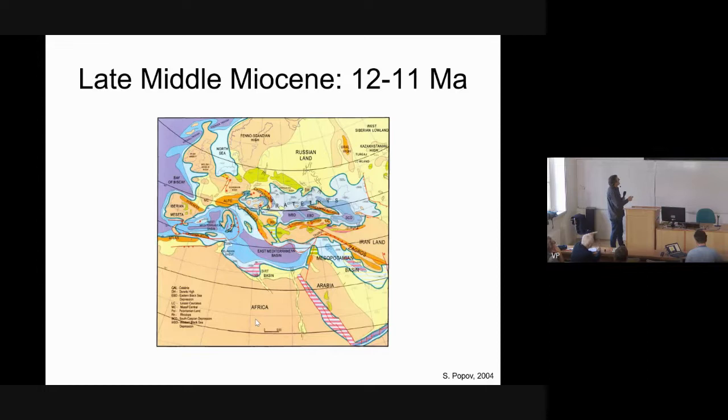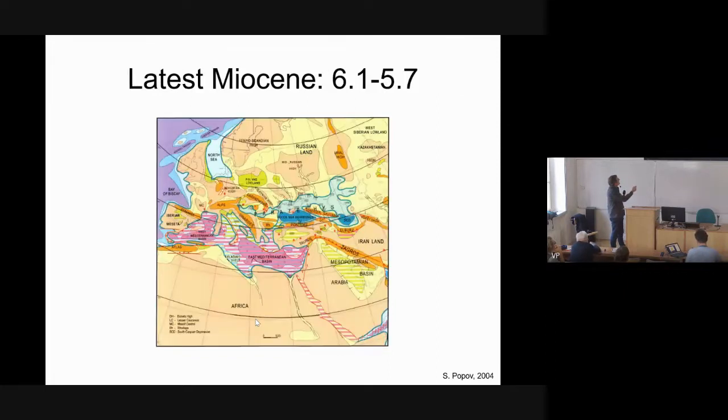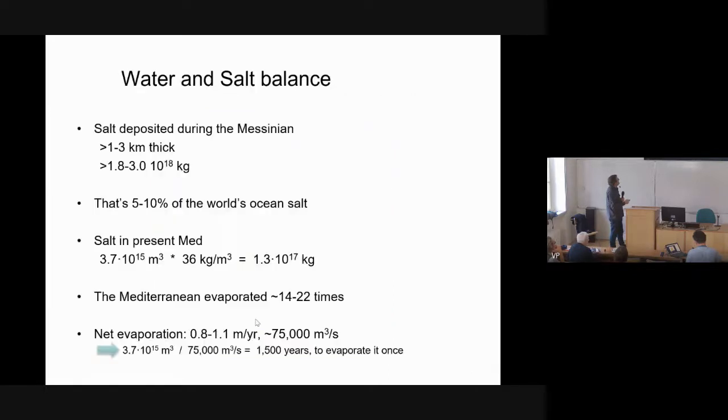And as Africa and Europe continue approaching each other, their last connections in the Strait of Gibraltar and here close completely, and then you get this hypersaline condition in the Mediterranean basin.